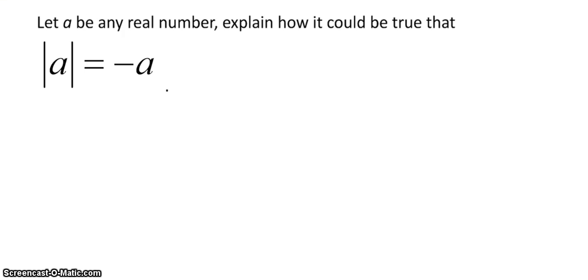All right, let A be any real number. We've talked before about real numbers. Okay, so rationals and irrationals. Explain how it could be true that the absolute value of A is equal to negative A. So, first of all, it is true, right? I'm telling you it could be true. And there's actually two different ways. A hint for you is instead of thinking about it as negative A, consider it to be the opposite of A. Right? That negative sign means multiply by negative 1, which makes it the opposite.